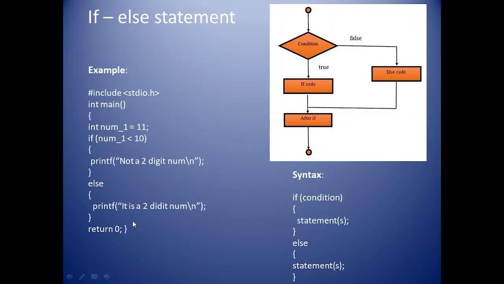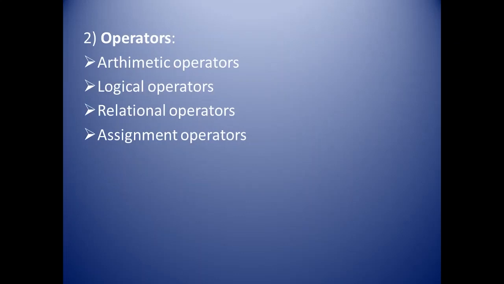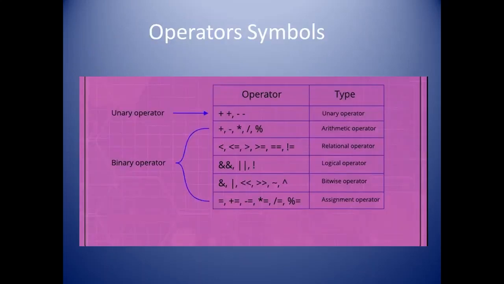So that is how this if else statement works. Now let's look at the operators. There are a lot of operators present in C programming. A few of them are arithmetic, logical, relational, and assignment operators. If you look at this table here, there are a lot of symbols given to each C programming operator.